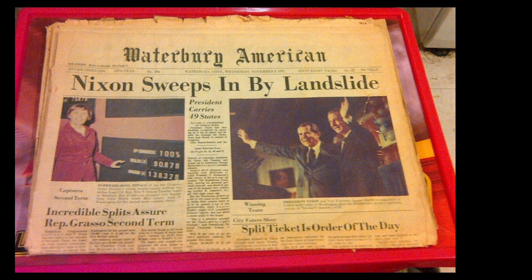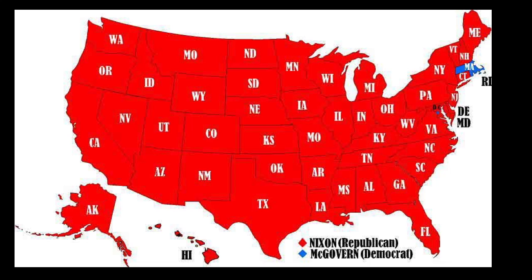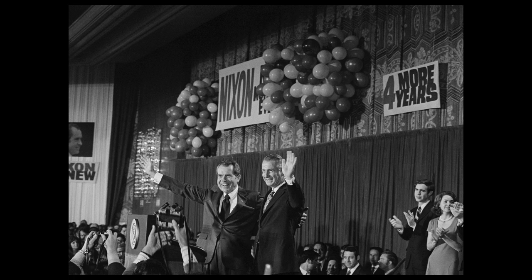But back to the main feature, Nixon versus George McGovern. They continue the campaign. It wasn't even close. Nixon by a landslide. Here you see the electoral map. Nixon won every single state except for Massachusetts. Pretty humiliating for McGovern and the Democrats. Nixon and his vice president Spiro Agnew celebrate. Everything's going his way. He's popular.